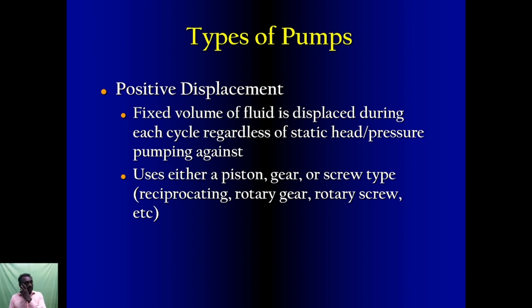Types of pump. Next we are going to see what are the types of pump we are having. Positive displacement pump, first type. Fixed volume of fluid is displaced during each cycle regardless of static head, pressure pumping against. Uses either a piston, gear or screw type, within a reciprocating or rotary gear or rotary screw, etc. This is one type of pump. It is a positive displacement pump.